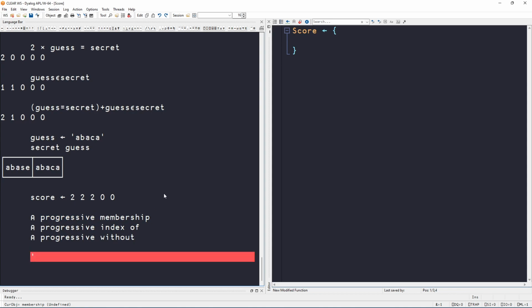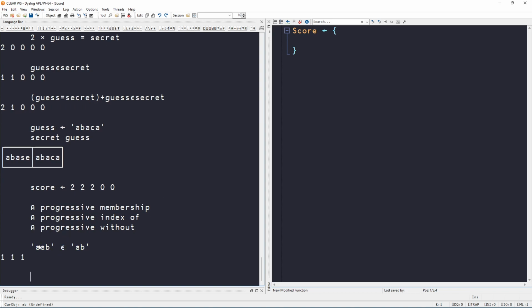So for example, if we have over here on the left AAB membership AB, the result is 111. Why is the result 111? Because is there an A in AB? Yes, there is. Is there an A in AB? Yes, there is. Is there a B in AB? Yes, there is.